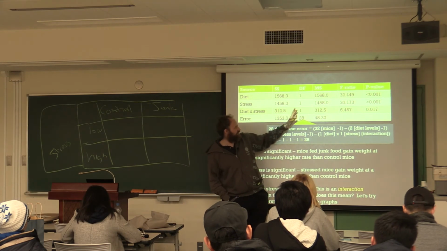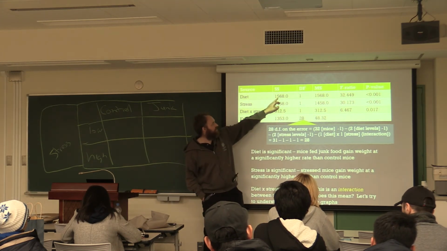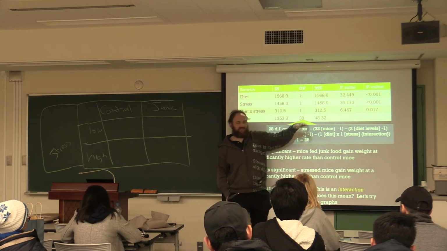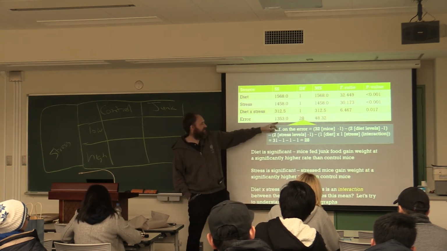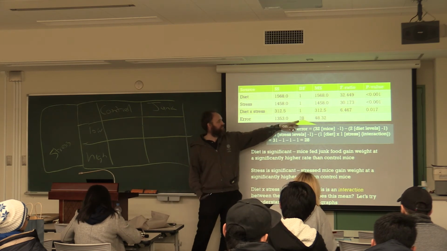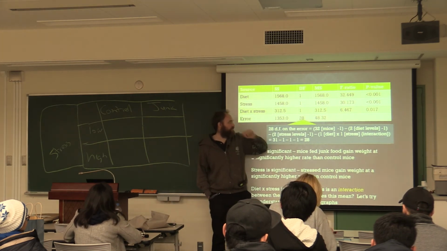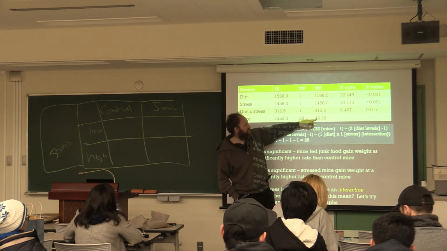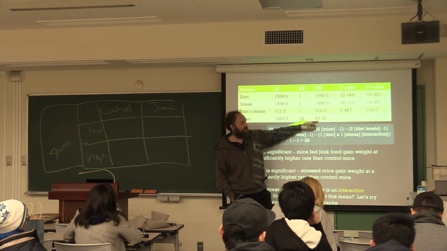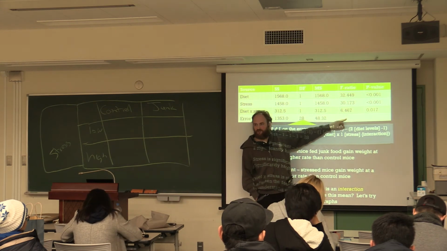So your sums of squares and your degrees of freedom. So 1568 divided by 1 is 1568. Boom. Okay, even I can do that math. Okay, so we go down through here. 1353 divided by 28 is 48.32. So what we're going to do is we're going to divide this by this, this by this, and this by this. Okay? And it's going to give us these F ratios.